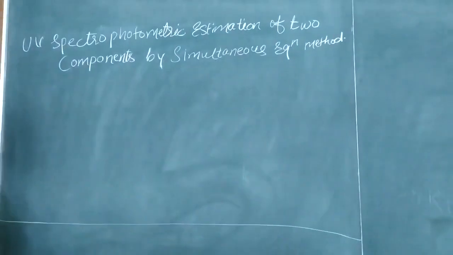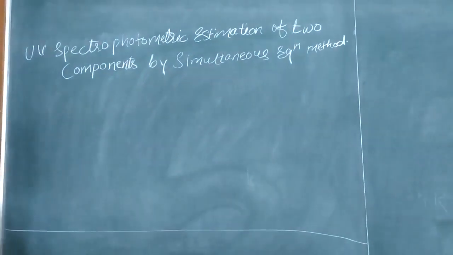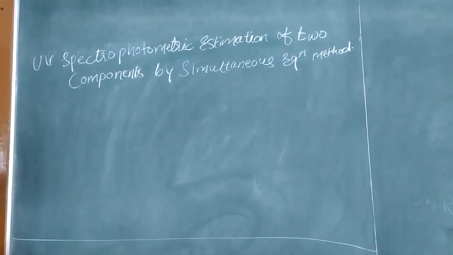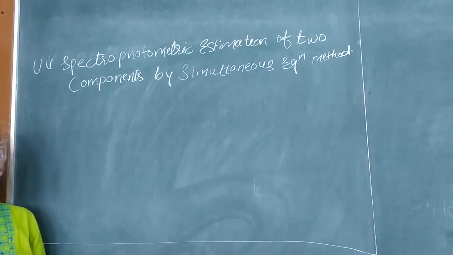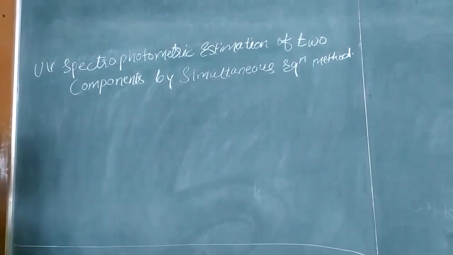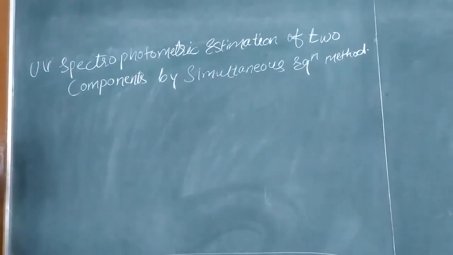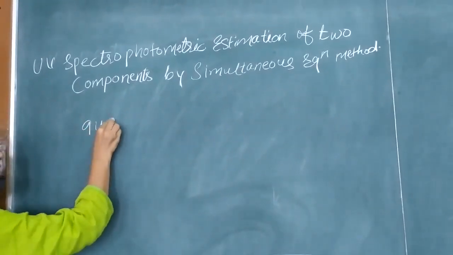Hello everyone. We are going to see the simultaneous equation method by using UV spectrophotometry. Some important points we have to see before starting the simultaneous equation method. The main purpose of this method is quantitation analysis.